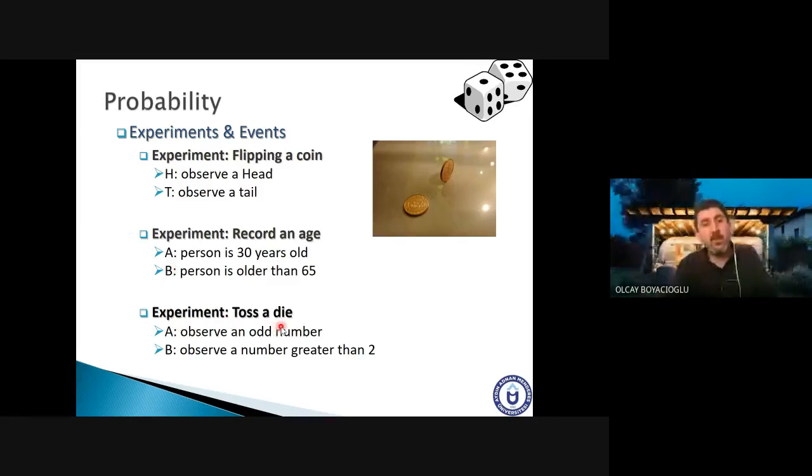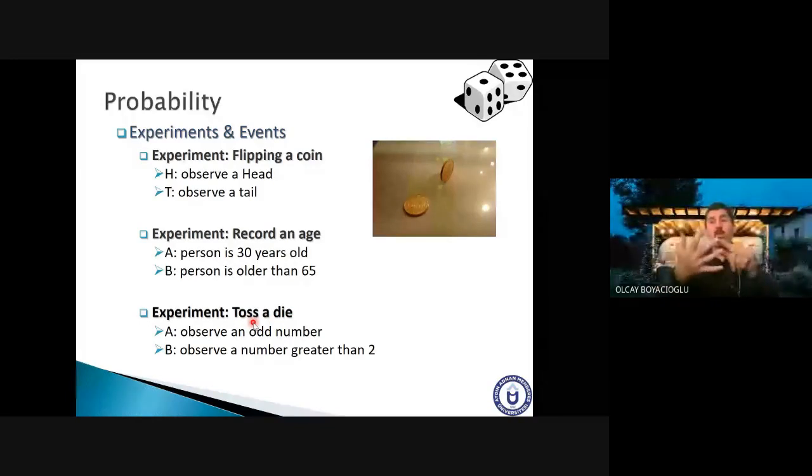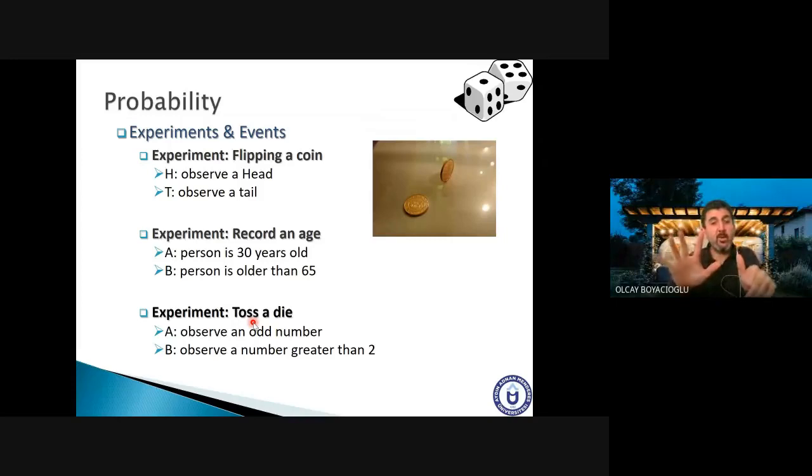Another experiment is tossing a die, for example, observing an odd number. We can call them A. However, after you toss a die, what are the sample space? Sample space is 1, 2, 3, 4, 5, and 6, right? There are only 6 outcomes after tossing a die. Then we can play with these 6 outcomes. For example, all the odd numbers, we can call them A.